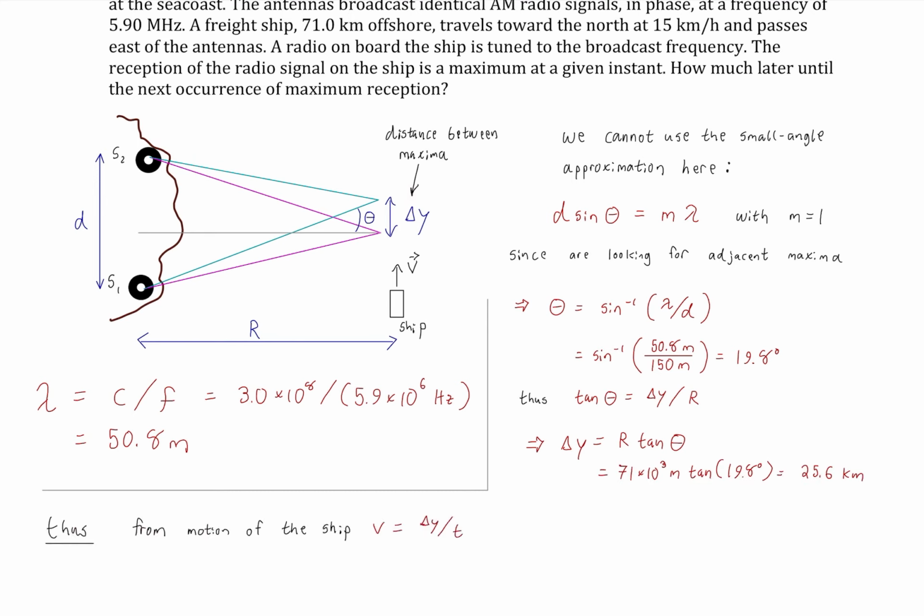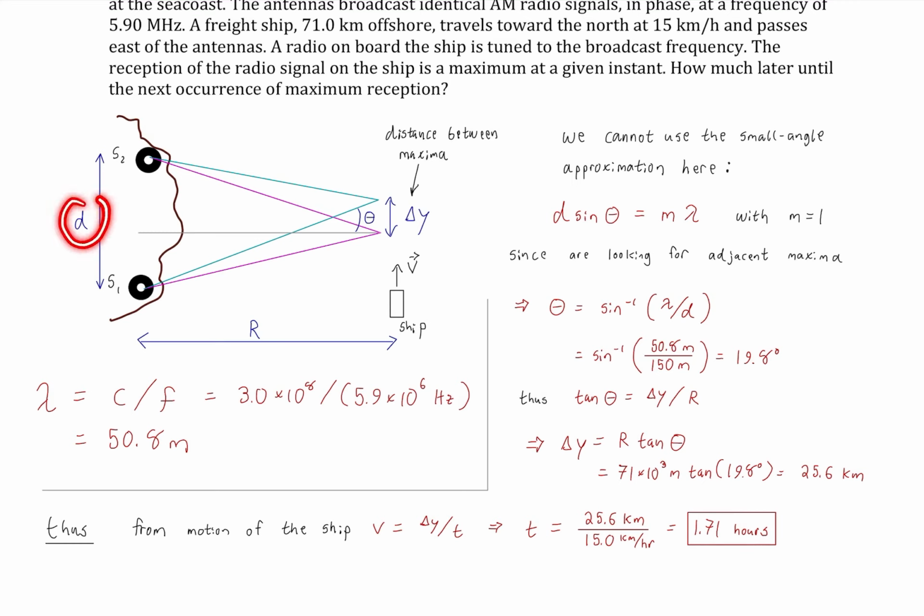Then it's simply a matter of saying the velocity of the ship is delta y over time. That means the time is that distance of 25.6 kilometers, delta y, divided by how fast it moves, 15 kilometers per hour. I left everything in kilometers so they'd cancel, and our answer is conveniently in hours: 1.71 hours. That's a long time to have bad reception. But of course, this could be better designed by not having the antennas so close together.